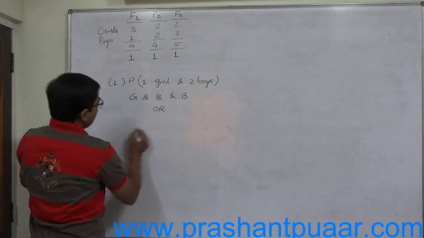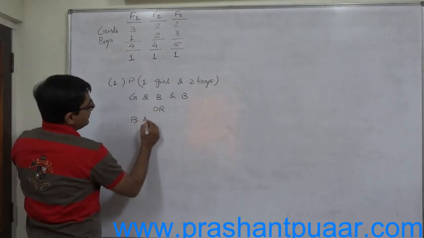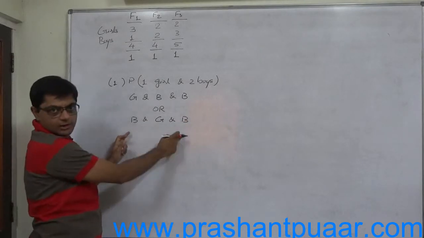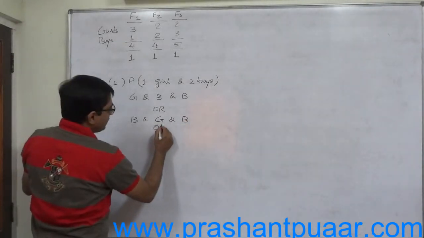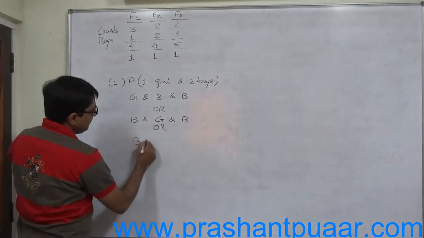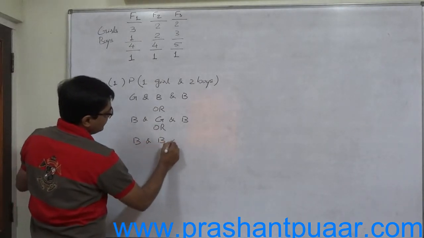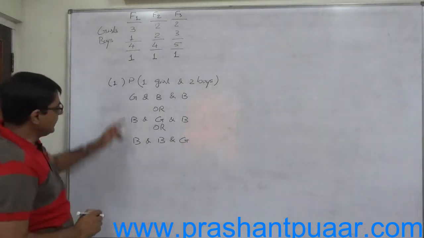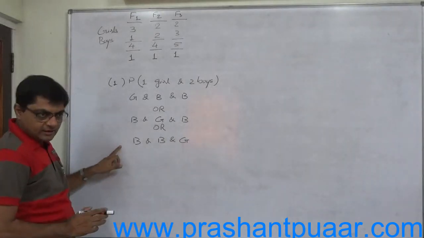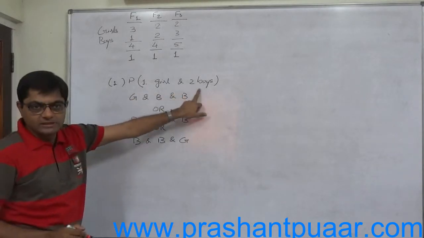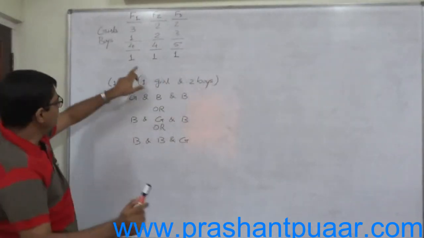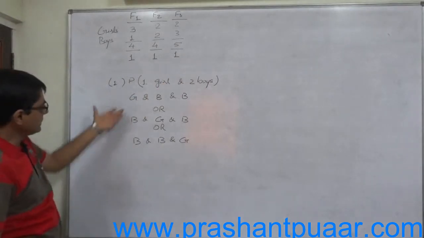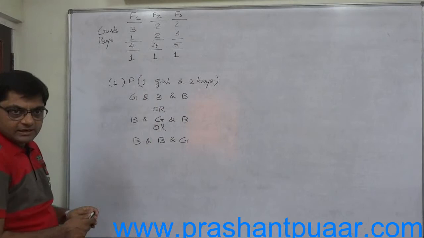Or boy from the first family and girl from second and boy from third. Again 1 girl and 2 boys. Or boy from the first family and boy from the second family and girl from the third. In these 3 mutually exclusive ways, a group of 1 girl and 2 boys can be selected if one child is selected at random from each family. Now we just have to calculate the probability of this.